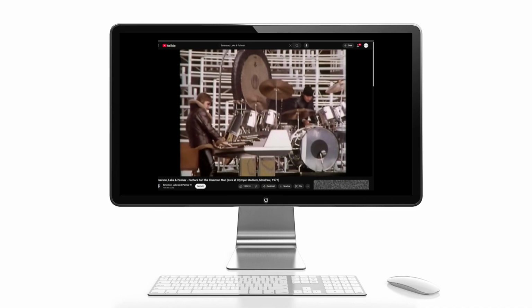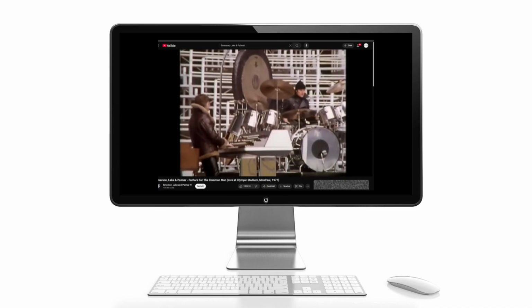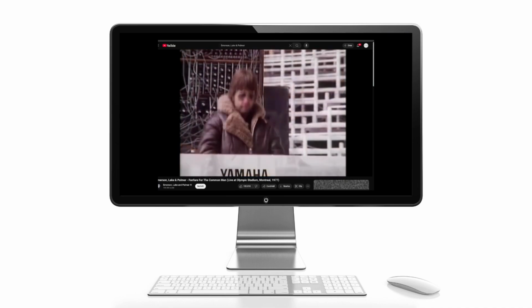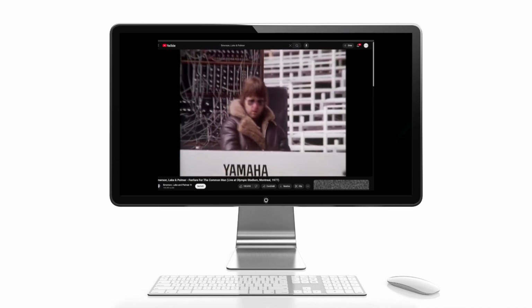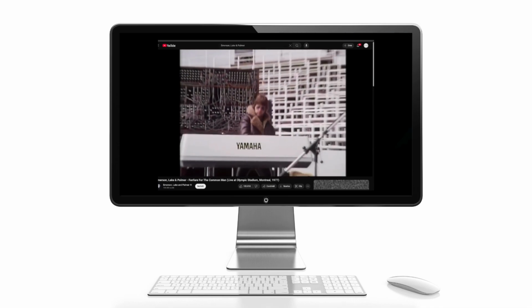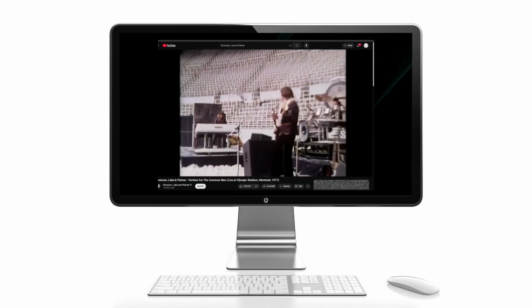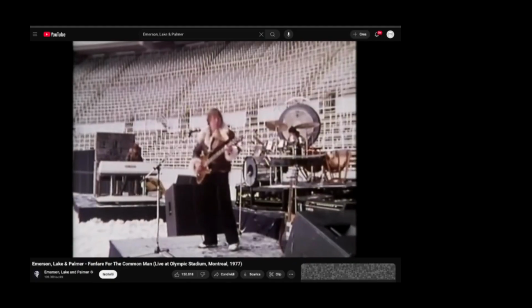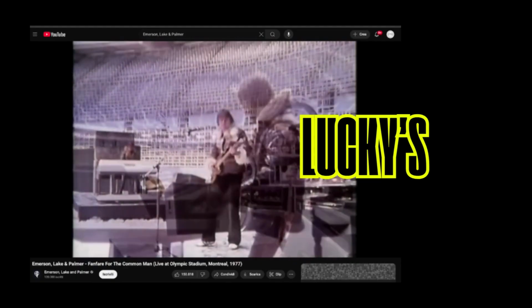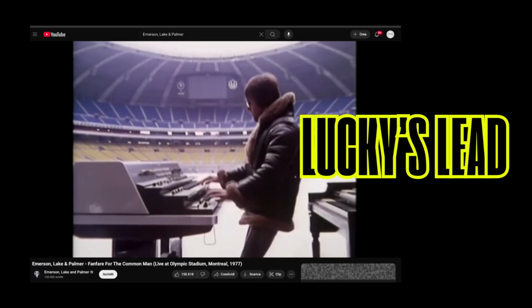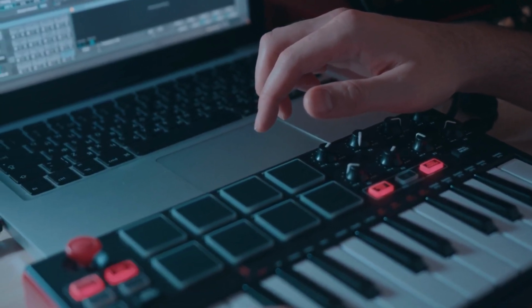Synths in rock, Lucky's lead. Moog synthesizers were also being used in pop and rock. A legendary moment occurred with the song Lucky Man by Emerson, Lake and Palmer. Keith Emerson used a Moog modular synth for the famous final solo. That distinctive sound became iconic and was nicknamed Lucky's lead, one of the first true synth solos in rock history.